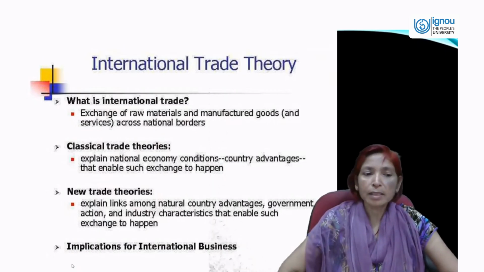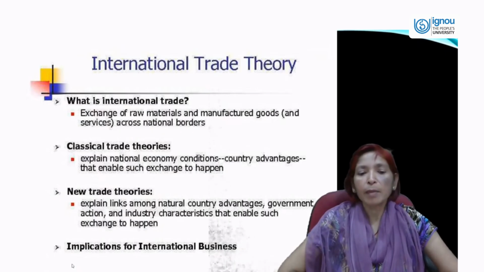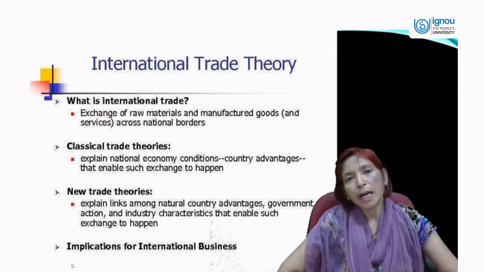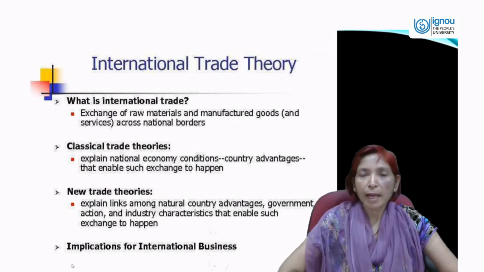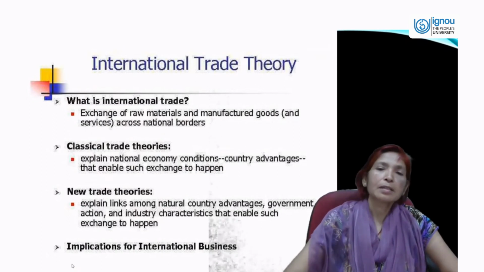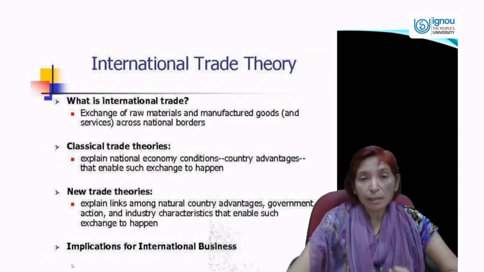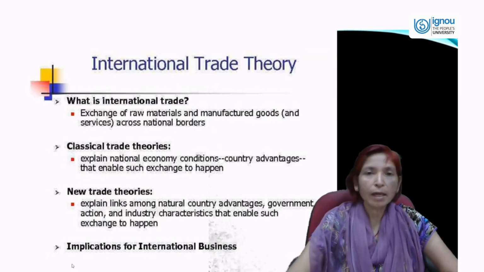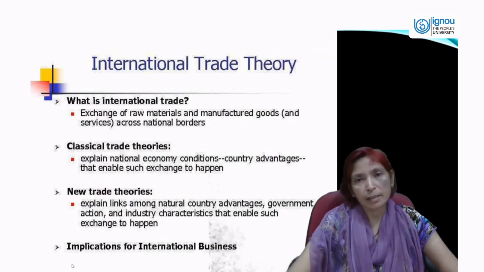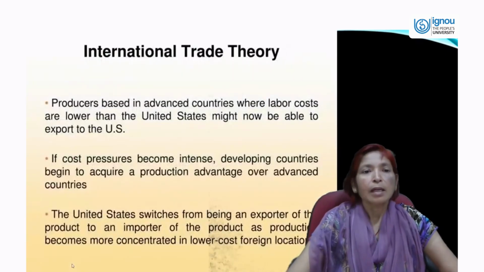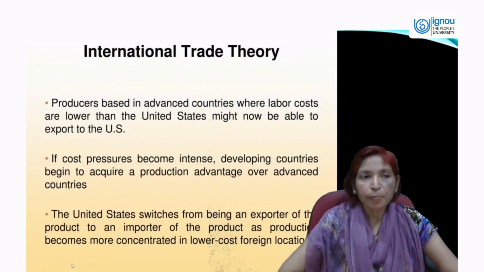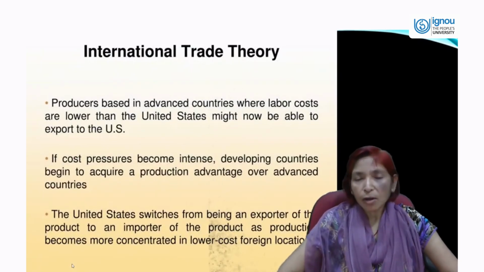And new trade theories explain the link among natural country advantages, government action, and industry's characteristics that enable such exchange to happen. So these are two theories of international trade. One is classical and the other is new trade theories. Now next is international trade theory. What is the meaning of this?